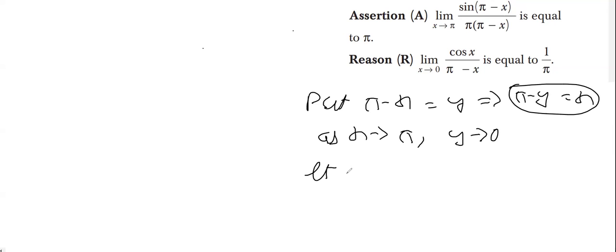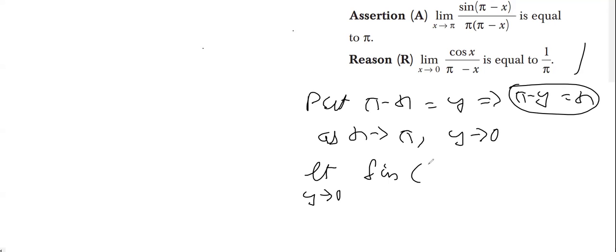So this will become what? I'm writing the assertion part from here. So we'll say that this is limit, now it's limit y, sorry, I took y, so y tends to 0. This will become sine y, replaced with y, as you can see, this is y only from here, right? What I did here is, this is pi minus x.